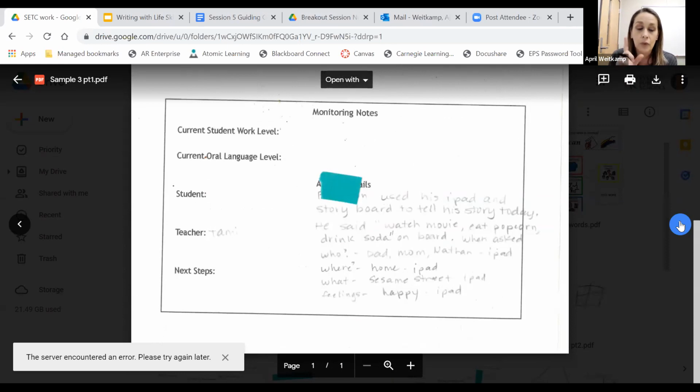So we had a storyboard that I had used that day also. He said, watch movie, eat popcorn, drink soda. And those were on the communication board that I had. And then when he was asked who, you can see he wrote Mom, Dad, Nathan in his iPad, because we do program them for family. Where he said home, what he said Sesame Street, and feelings he said happy.